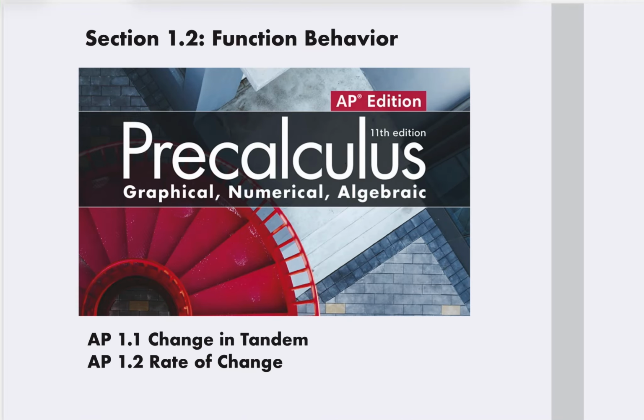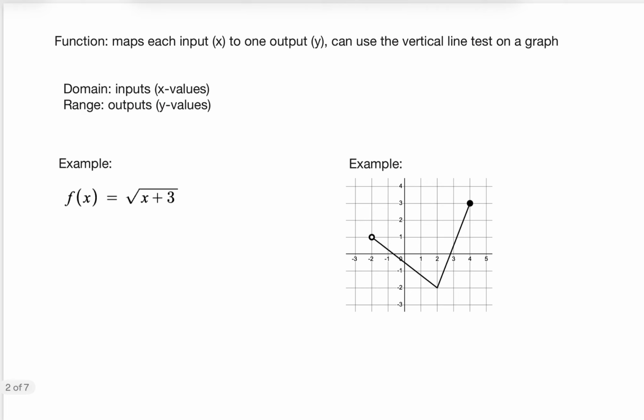This is section 1.2, which is function behavior. This also ties into the AP standards 1.1 and 1.2, which are change in tandem and rate of change. So the first thing we need to review is what a function is.